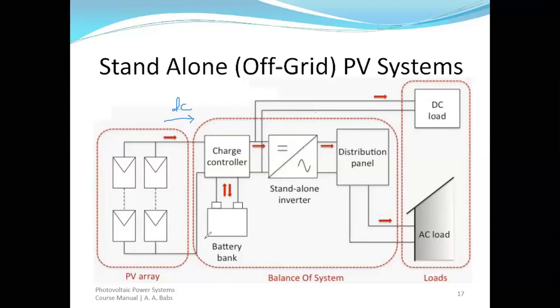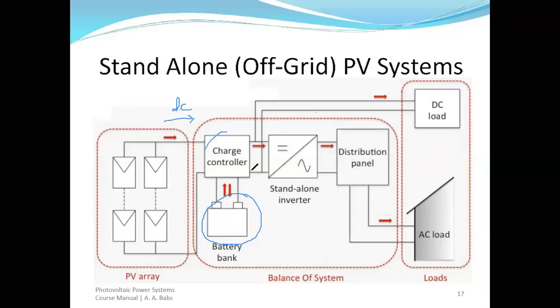After the solar energy has been converted to DC electrical energy, what happens? In this case, the journey is a little bit different. Since it is off-grid, we don't have a grid-connected inverter here. What we do have is a standalone inverter. But before we get to the standalone inverter, two things happen. First of all, we have a charge controller here, and then we also have a battery bank. The function of this battery bank is to store DC electrical energy.